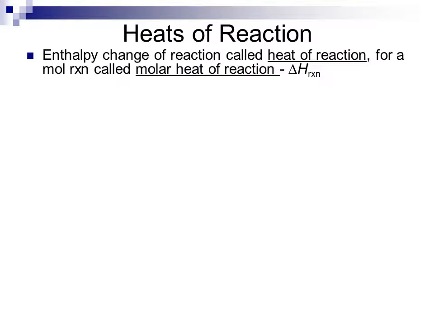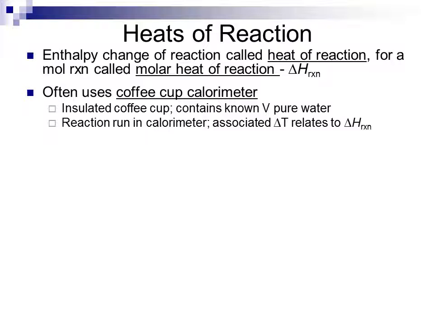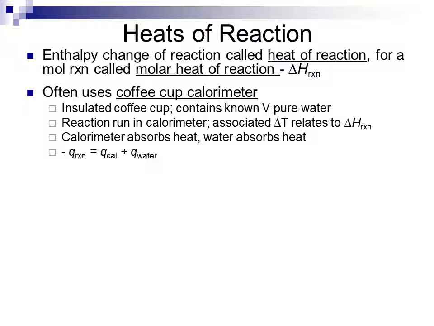Enthalpy change for a reaction process is referred to as a heat of reaction. If we're dealing with a mole reaction in the process, it's called a molar heat of reaction, or delta H RXN. Oftentimes, measuring heats of reaction uses a coffee cup calorimeter. This literally consists of an insulated coffee cup that contains a known volume of pure water. The reaction is run in the calorimeter, and the associated change in temperature relates to the enthalpy change of the molar heat of reaction. In this process, if I have an exothermic reaction, the calorimeter will absorb some of the heat, and the water will absorb some of the heat. If it was endothermic, it will release heat correspondingly the same way.